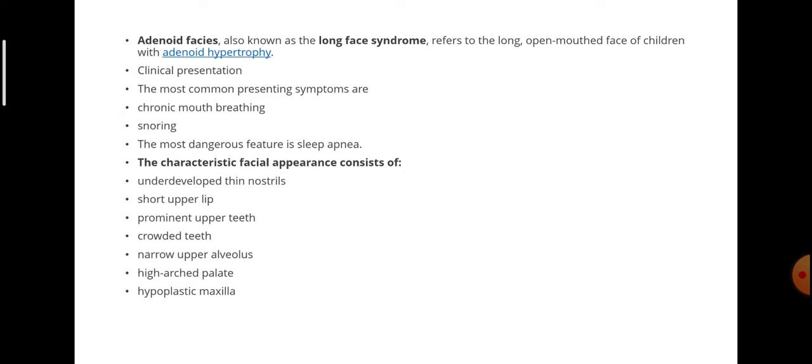The characteristic facial appearance of adenoid facies includes underdeveloped thin nostrils, short upper lip, prominent upper teeth, crowded teeth, narrow upper alveolus, high arched palate, and hypoplastic maxilla.